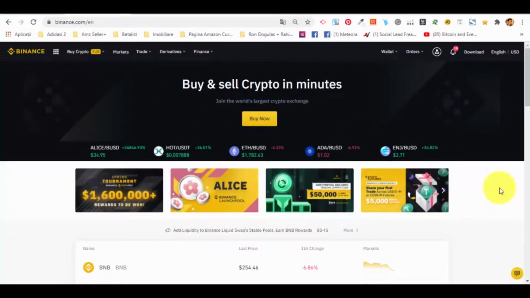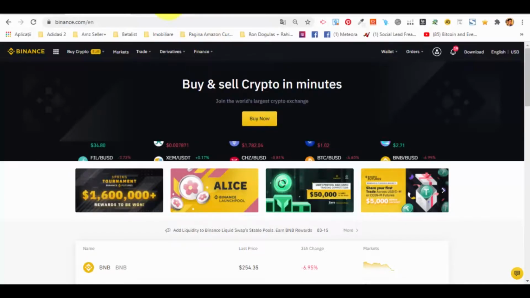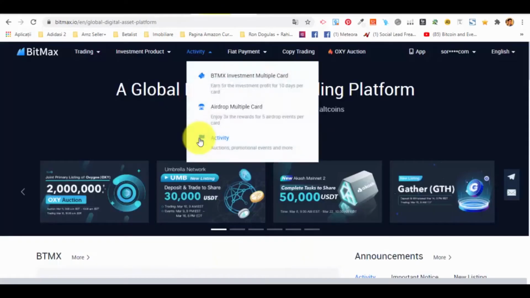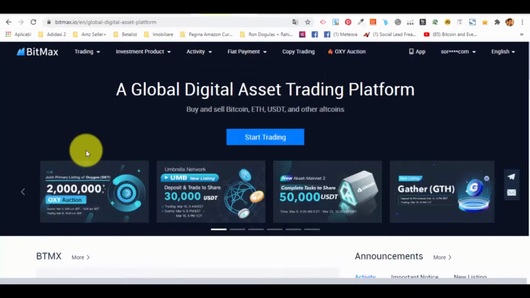Then we have Binance.com, which is actually the largest platform from what we know at the moment for trading cryptocurrency. They have a variety of services and a variety of ways that you can use it to trade crypto. Then we have Iconomy.com, which is a platform for copy trading, and it's pretty secure, pretty big. They have some good volumes over here. Then we have BitMEX, which is a very good platform for trading but also for staking.